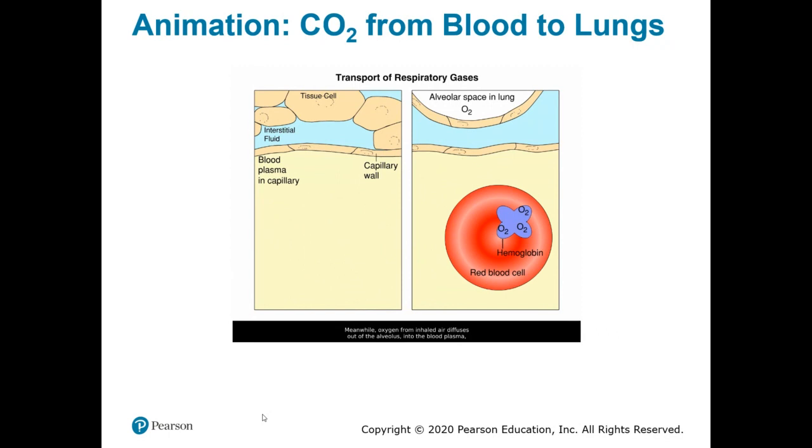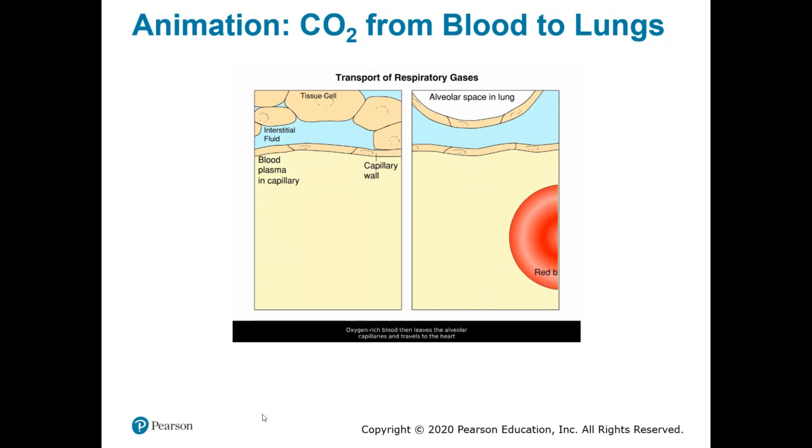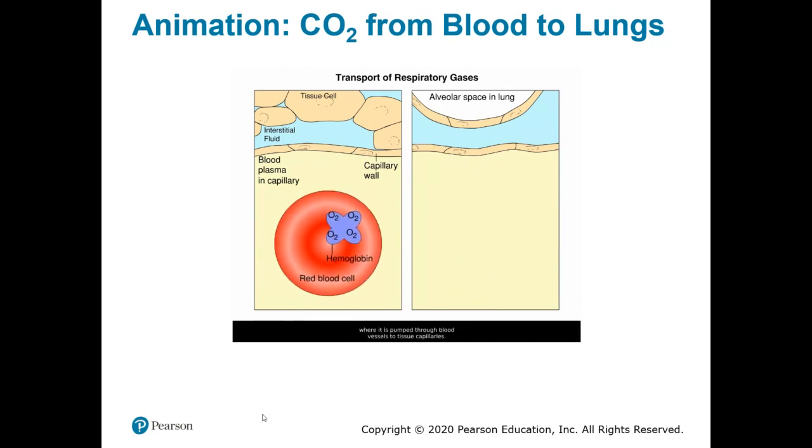Meanwhile, oxygen from inhaled air diffuses out of the alveolus, into the blood plasma, and into the red blood cell, where it combines with hemoglobin. Oxygen-rich blood then leaves the alveolar capillaries and travels to the heart, where it is pumped through blood vessels to tissue capillaries. There, red blood cells deliver oxygen to tissue cells.